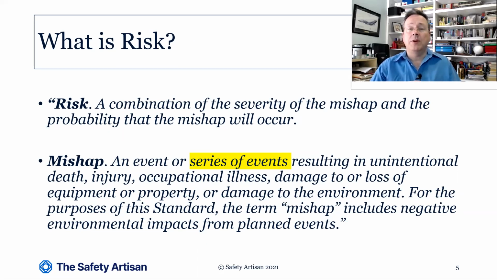Secondly, we've talked about this mishap. What is it? So it's an event or a series of events, and we'll come on to that again, resulting in unintentional death, injury, occupational illness, damage to or loss of equipment or property, or damage to the environment. So in the particular standard we're looking at today, it's covering quite a lot of things, harm to things. And that's why we're focused on safety. And as it says, for the purposes of the standard that we're looking at, the term mishap includes negative environmental impacts from planned events. So even if it's deliberate, if it does harm to the environment, we want to include that as a mishap, as an undesirable event, if you like.